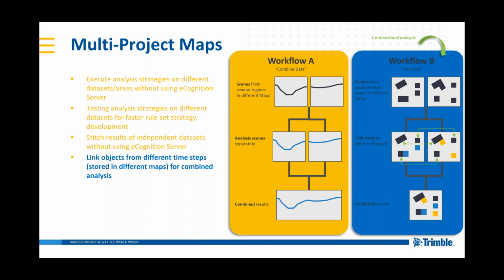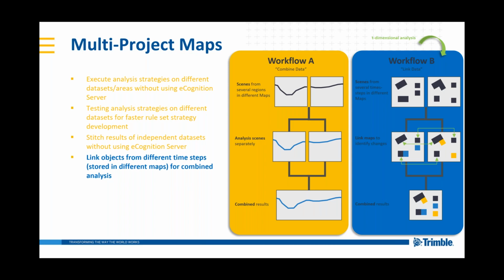This is great for testing any type of analysis that you're working on, and really a good thing to consider in the development stage of your rule set. And again, you can stitch results of independent data sets without eCognition server. This is also allowed with this workflow A.